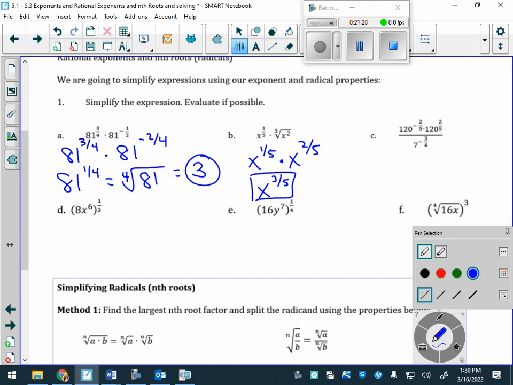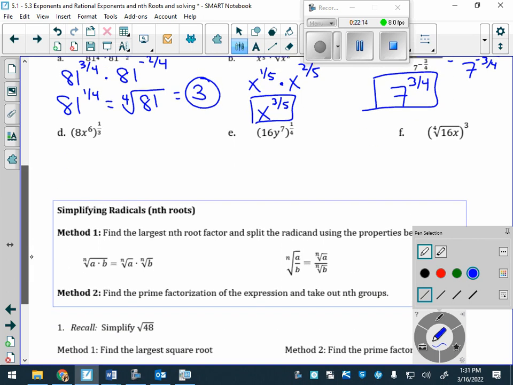Okay. Let's look at C. What's happening? What happens to the numerator? Let's start there. Jack? Right. Good. It becomes 1. Then we have 7 to the negative 3/4. Can we have negative exponents? No. To make that positive, where does it go? To the top. 7 to the 3/4.